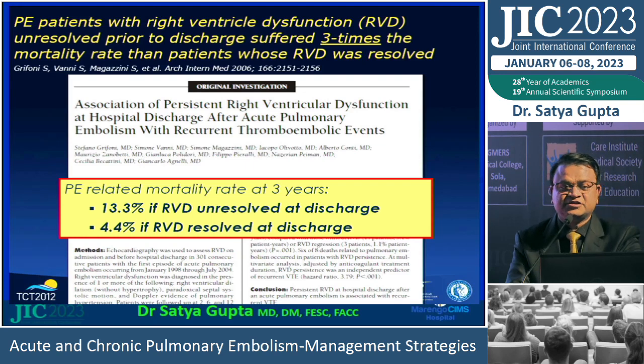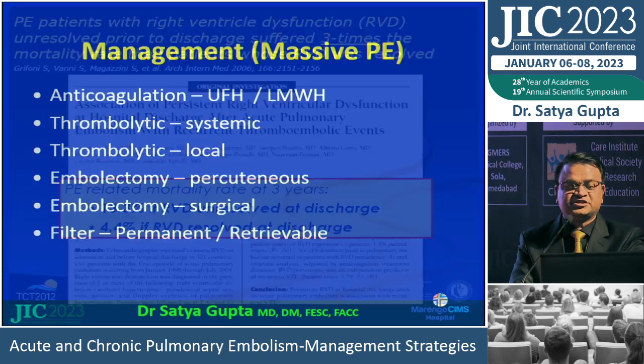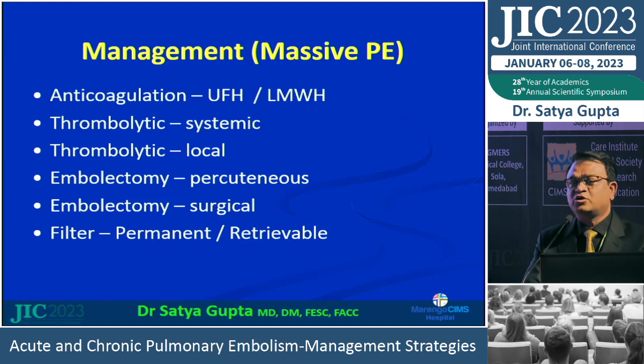And at discharge, if the RV is not settled, with an RV to LV ratio of more than 0.9 rather than less than 0.9, that means the patient has a poor prognosis at 3 months. So again, when you look at the parameters, RV dimensions are very, very important. How to manage a massive pulmonary embolism?